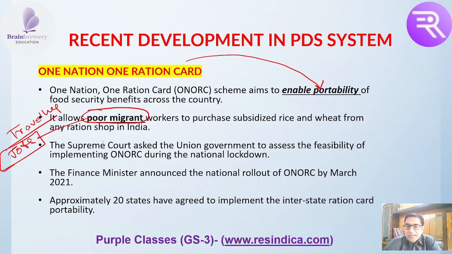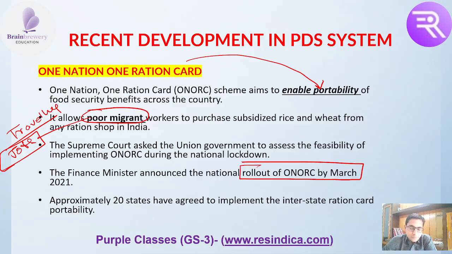Even the Supreme Court has asked what is the feasibility of ONORC, one nation, one ration card. And the finance minister said that we will do a national rollout of the one nation, one ration card by March 2021. Okay, but slowly the project is moving along, but because of the COVID-19 pandemic, a lot of things have been sidelined. Still, this focus area is there, and in the near future it is going to be rolled out throughout the country, and the process is still going on.